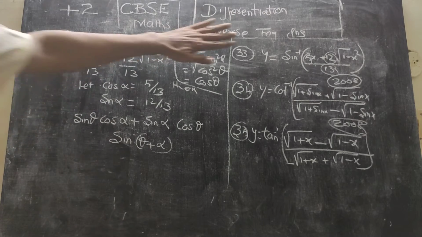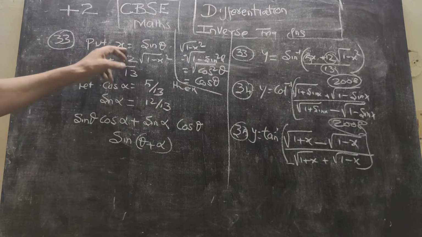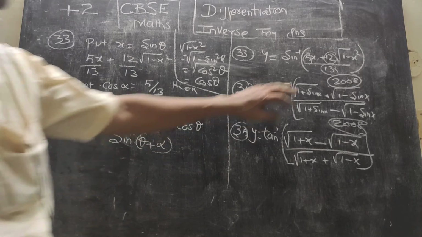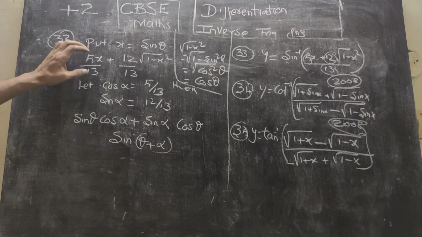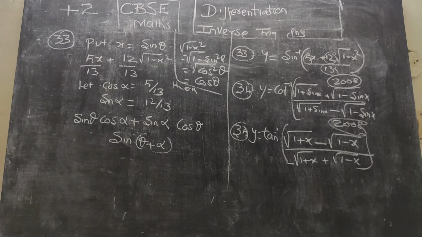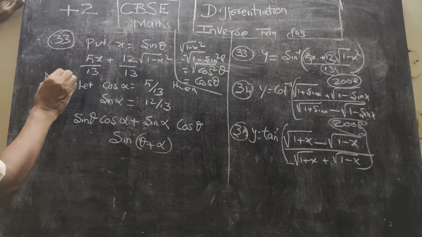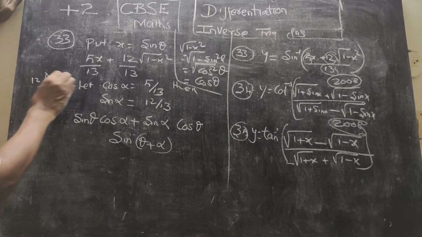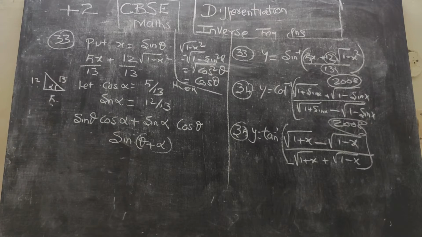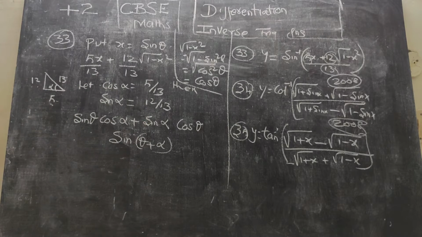Rewrite the problem, leaving alone all these things, only this part I am taking: 5 by 13 into x, 12 by 13 into root of 1 minus x square. I have split it up. Now 5 by 13, suppose I am taking as cos alpha. So this is 5 and this is 13. Squaring and then subtracting, you will get 144, the square root of that is 12. Therefore 12 by 13 is sin alpha. So if you take cos alpha as 5 by 13, then sin alpha is 12 by 13. You can take it the other way also.